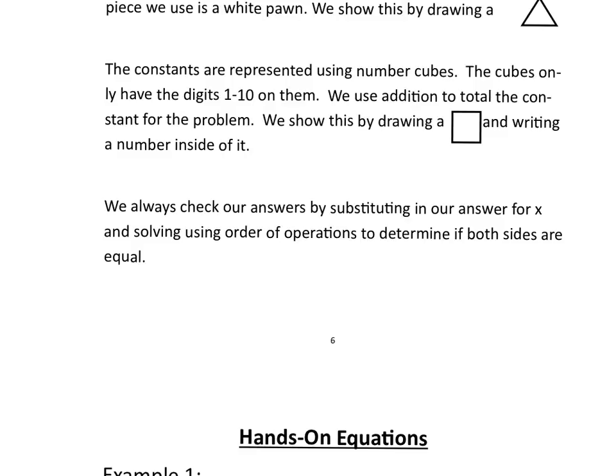And I misspoke when I talked about the dice, or the number cubes. 0 through 6 are on 2 of them, and 5 through 10 are on 2 of them. Sorry, I misspoke about that. We will always check our answers by substituting in our answer for x. And then we use order of operations to solve, because all we're doing is checking, is the answer I have for x going to solve our equation?